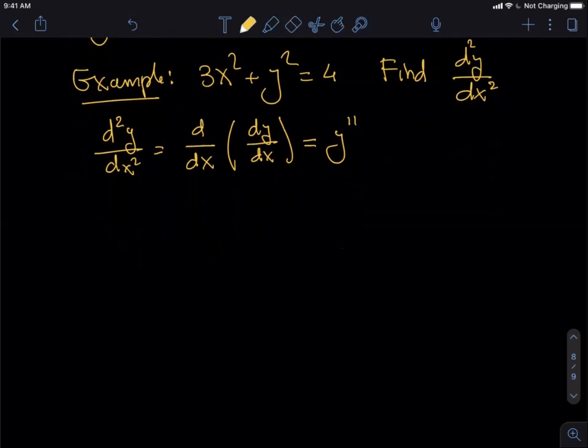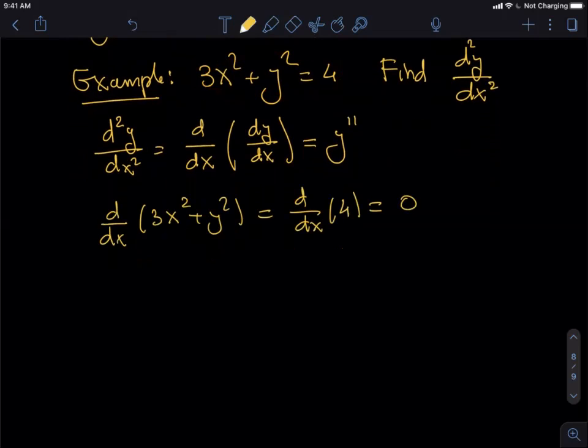Remember this example we saw in a previous video? This curve here is an ellipse, so that you have in mind what we are doing. Now let's find the first derivative. Take d dx of both sides of the equation. So this is 0. And this is 6x plus 2y dy dx equals 0.